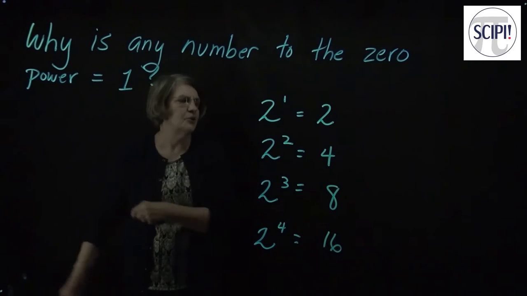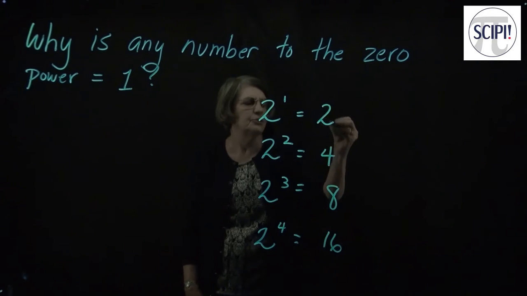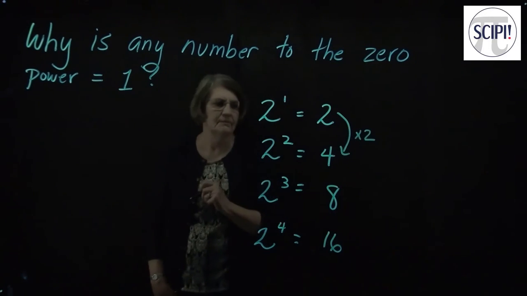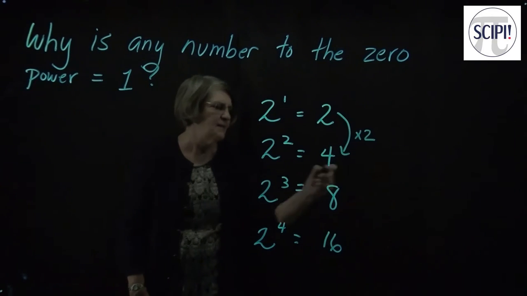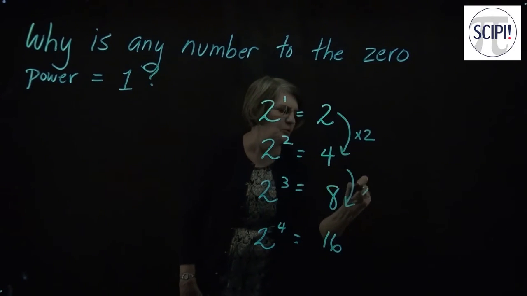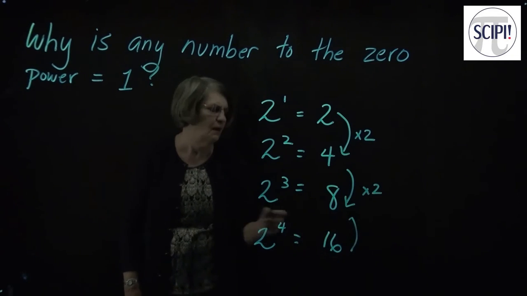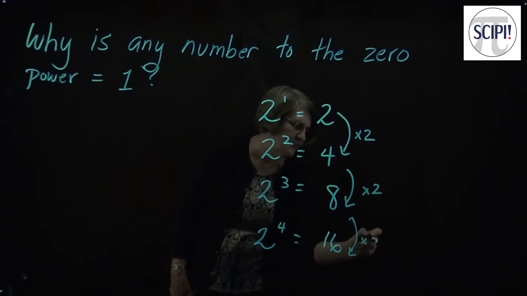So now let's ask ourselves, how did we get from 2 to 4? We multiplied by 2. How do we get from 4 to 8? That's right, we multiplied by 2. And how did we get from 8 to 16? Perfect. We multiplied by 2.